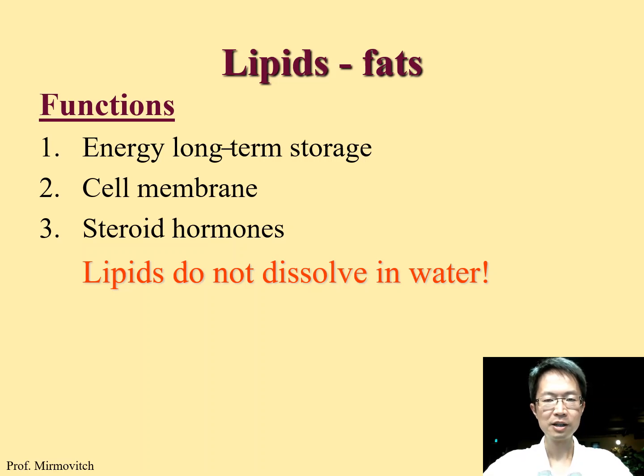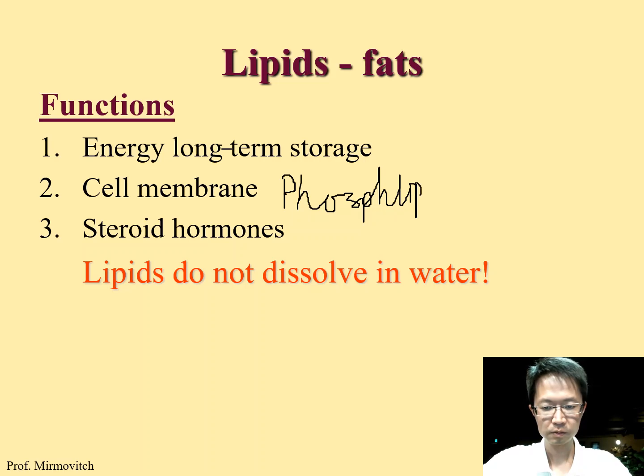Cell membrane. Well, all cell membranes in our body are made of something called phospholipid. Phospholipid, as the name suggests, has a phosphate group. I will show you the structure of phospholipid in the next few slides.